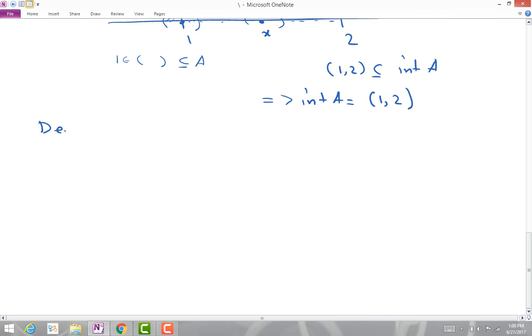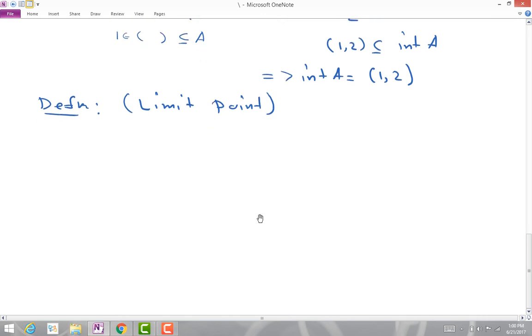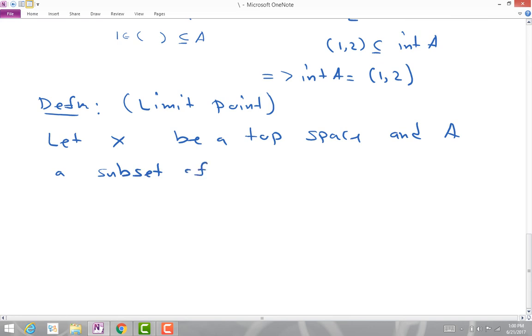And the next definition, we wrote this down a couple of times. This is the definition of a limit point, but we'll write it again because this is needed for defining the closure. So let X be a topological space and A a subset of X.